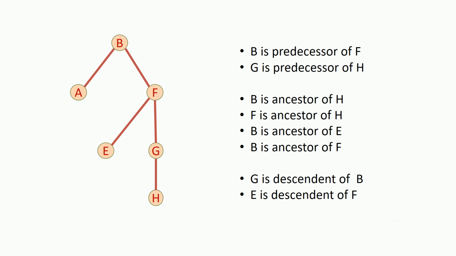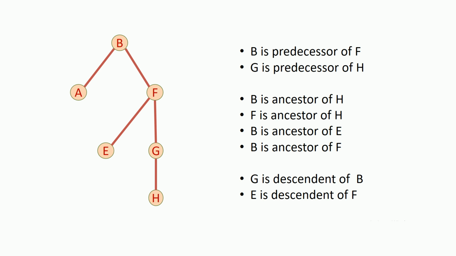Therefore, we can say B is the ancestor of H, or B is the ancestor of E, or B is the ancestor of F. And also we can say that F is the ancestor of H because we know that in the path from B to H, we have F vertex. Now, we discussed that G is a predecessor of H. Also, we can consider G as an ancestor as well.